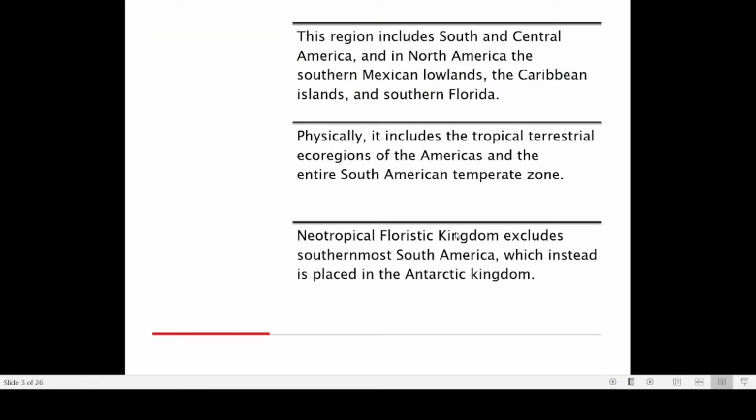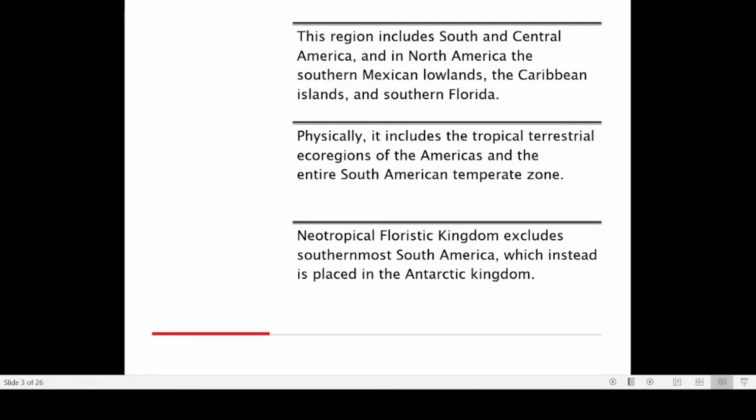So if you look at the description, you can see that this region includes South America and Central America. And what is Central America? Central America basically means the region that is connecting North America and South America. The strip of land that is connecting them is known by the name Central America. And that Central America now consists of several smaller countries like Honduras, etc.